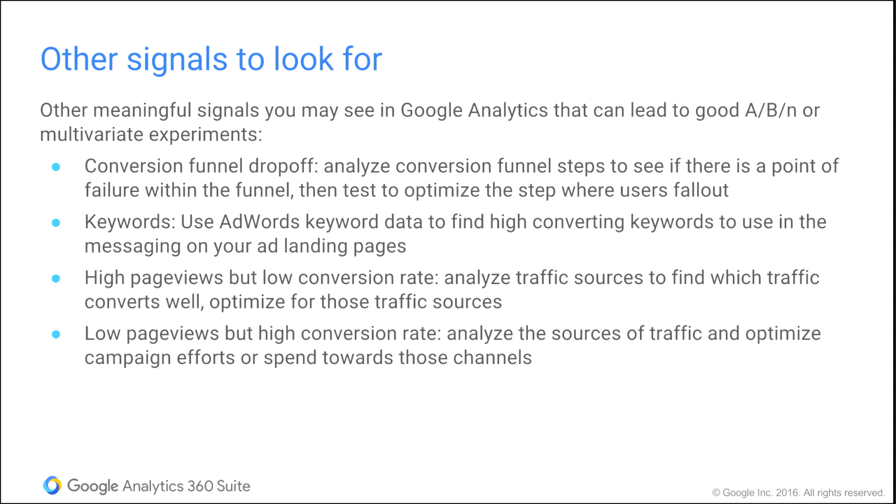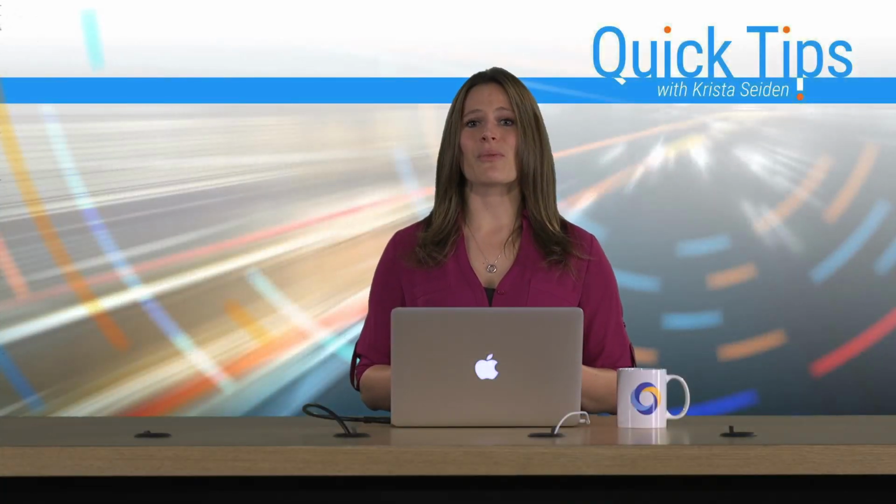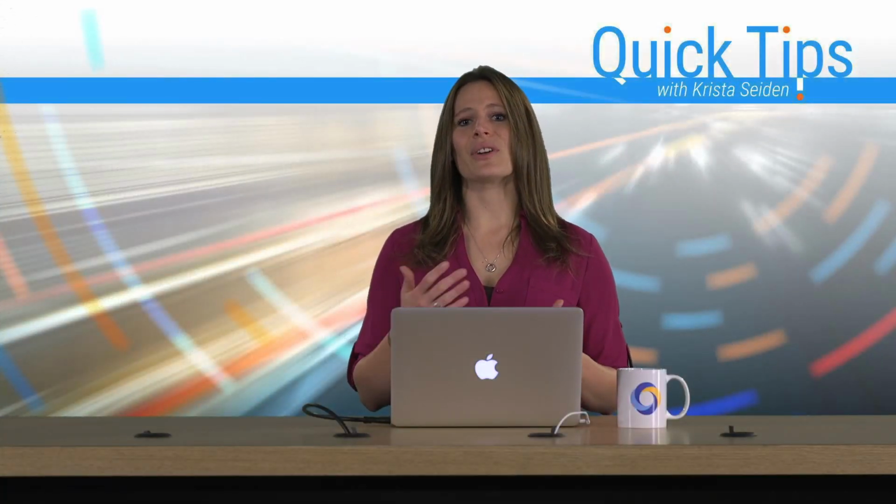Keywords. It's great to use AdWord keyword data to find really high converting keywords and then use that as messaging on your landing pages. So consistency between ads and website generally helps to drive people to your conversions. And finally, you can always look at high page views but low conversion rates and low page views but high conversion rates to see if there's something else you can do there to optimize those pages. So there you go. I've given you a few different examples of what you might want to look at and test if you're an e-commerce website.